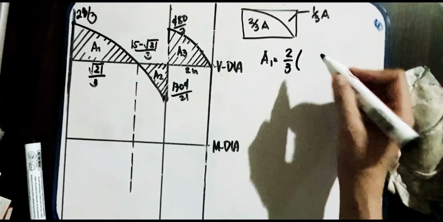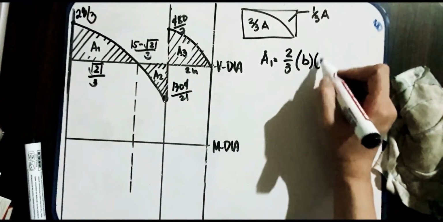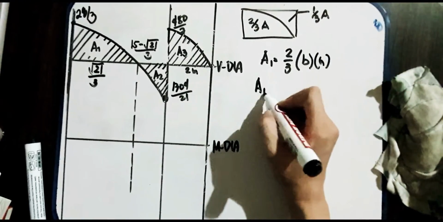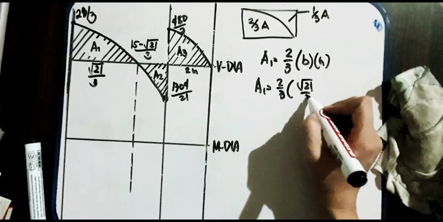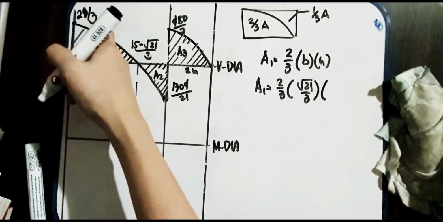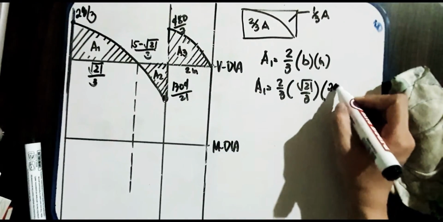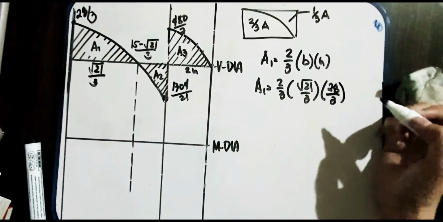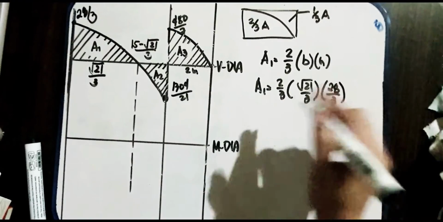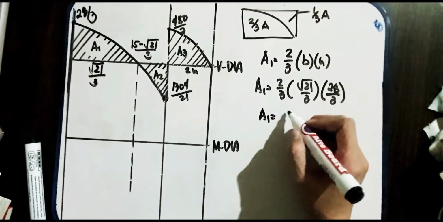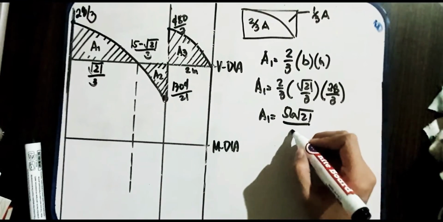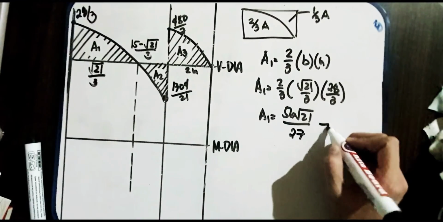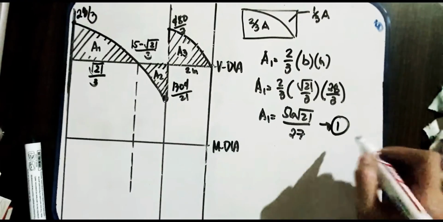Base times height pa rin tayo. So, we have base multiplied by height. Ano yung area 1 natin? Area 1 is 2/3. Base natin is square root of 21 all over 3 multiplied by the height, which is 28 all over 3. Lagay natin dyan, 28 all over 3. So, pag pinag-multiply natin yan, so area 1 is equal to 56 square root of 21 all over 27.